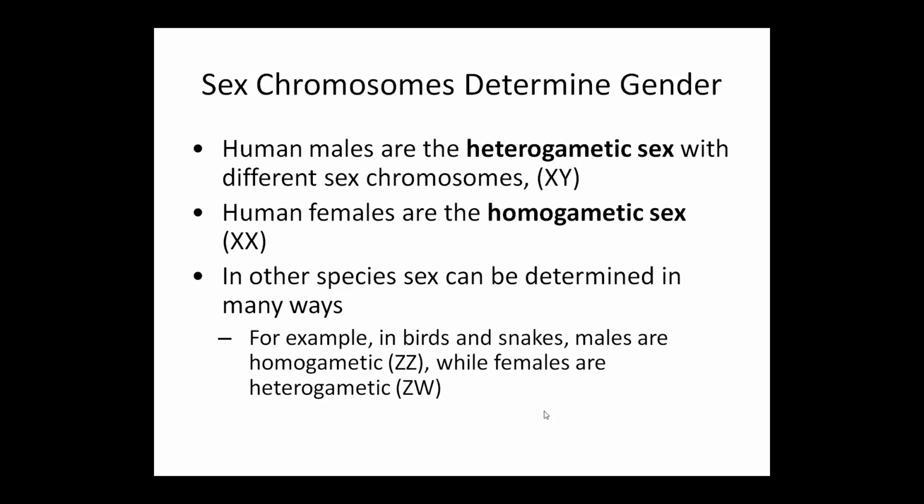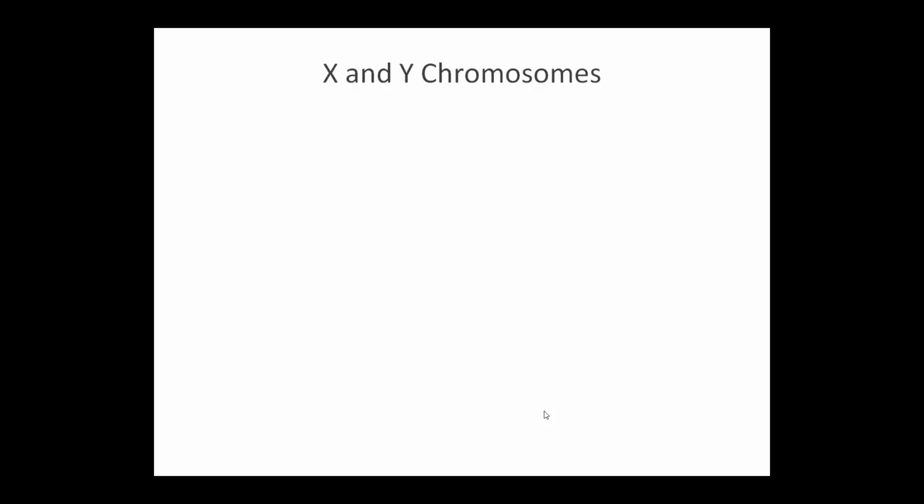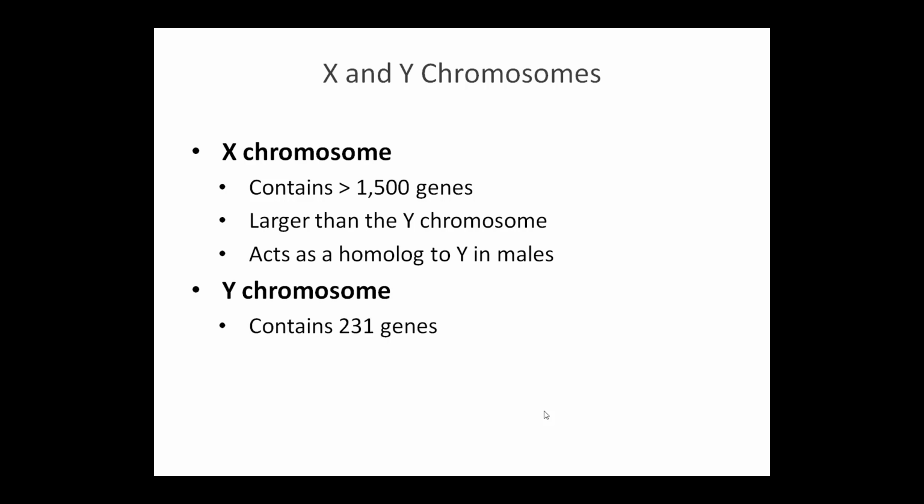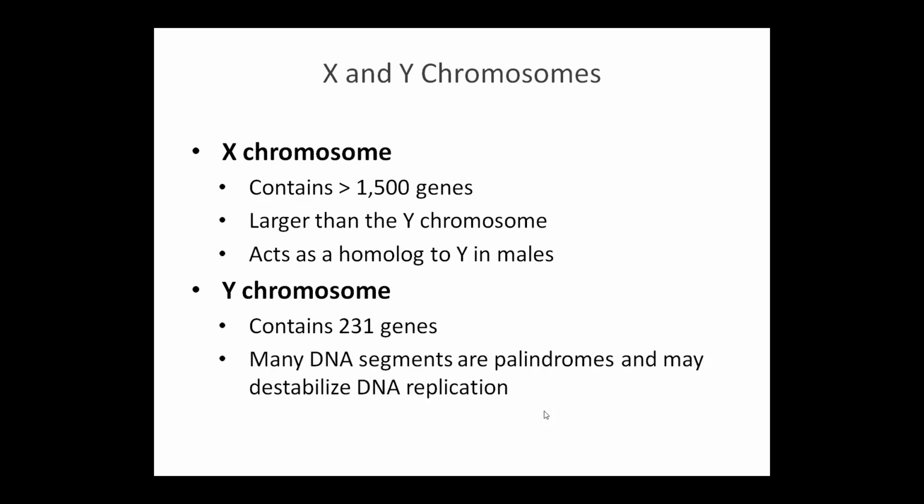So it's interesting that it's reversed in those species. So let's look closely at the X and Y chromosome. The X chromosome contains 1,500 genes. It's larger than the Y chromosome. It acts as a homologue to the Y chromosome in males. The Y chromosome contains about 231 genes. There are many DNA segments on it which are palindromes, and they may destabilize DNA during replication.